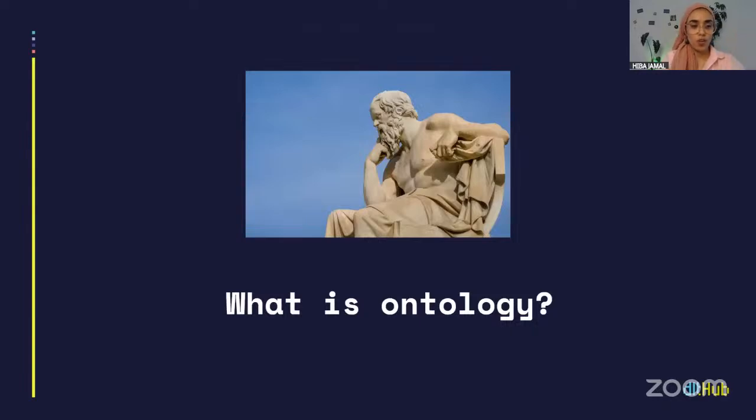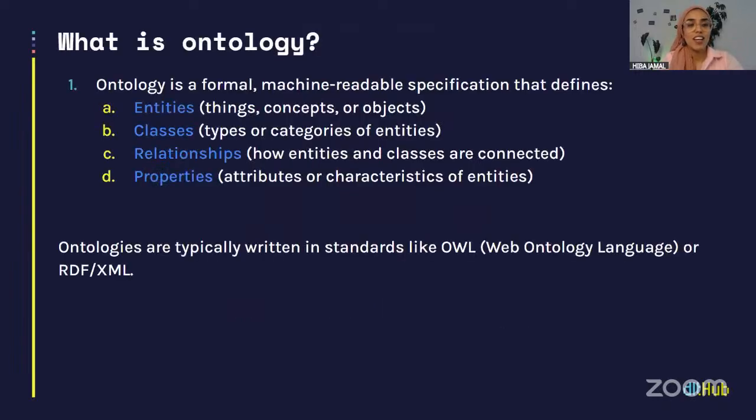So first question, what is ontology? And I really thought the first time that I came across this that we were getting philosophical, but we are not. This is a concept within AI. And ontology is a formal machine readable specification that defines a lot of stuff. It defines entities, classes, relationships, and properties. And we can just look into some practical examples of how this can work within AI systems, especially.